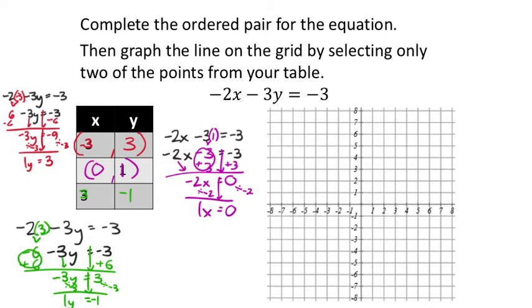So negative 3, 3: 3 to the left, 3 up from the origin. That is the point negative 3, 3. Then we have the ordered pair 0, 1. That's the y-intercept, if you were interested. Probably not. And then 3, negative 1. So 3, negative 1 right here.